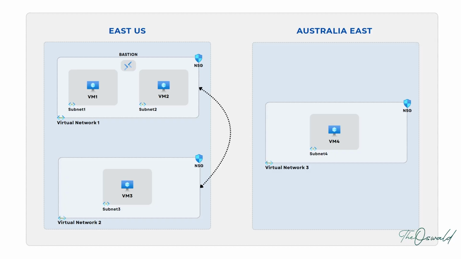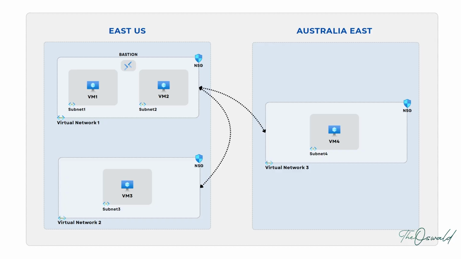The same thing goes for Australia East. If we have connectivity via peering, it means that VM4 will be able to communicate with VM2 and VM1, and likewise. This connectivity also ensures that VM4 can share access with the Bastion service and every other service that's available. It's as if they are one single network.